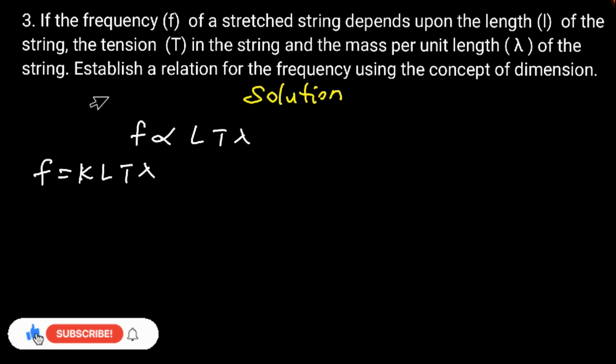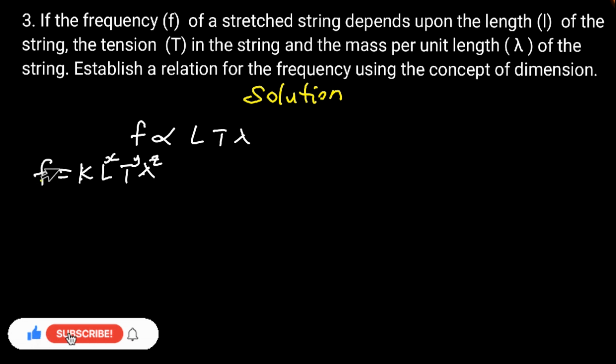Because we have to establish a relation for the frequency using the concept of dimension, we don't actually know the powers of these parameters, length, tension, and this lambda. So we are going to assign x, y, z as their powers, and then solve for the values of x, y, z. First, to start, we are going to compare the dimension of this frequency, that is the dimension of the left hand side, to the dimension of the right hand side.